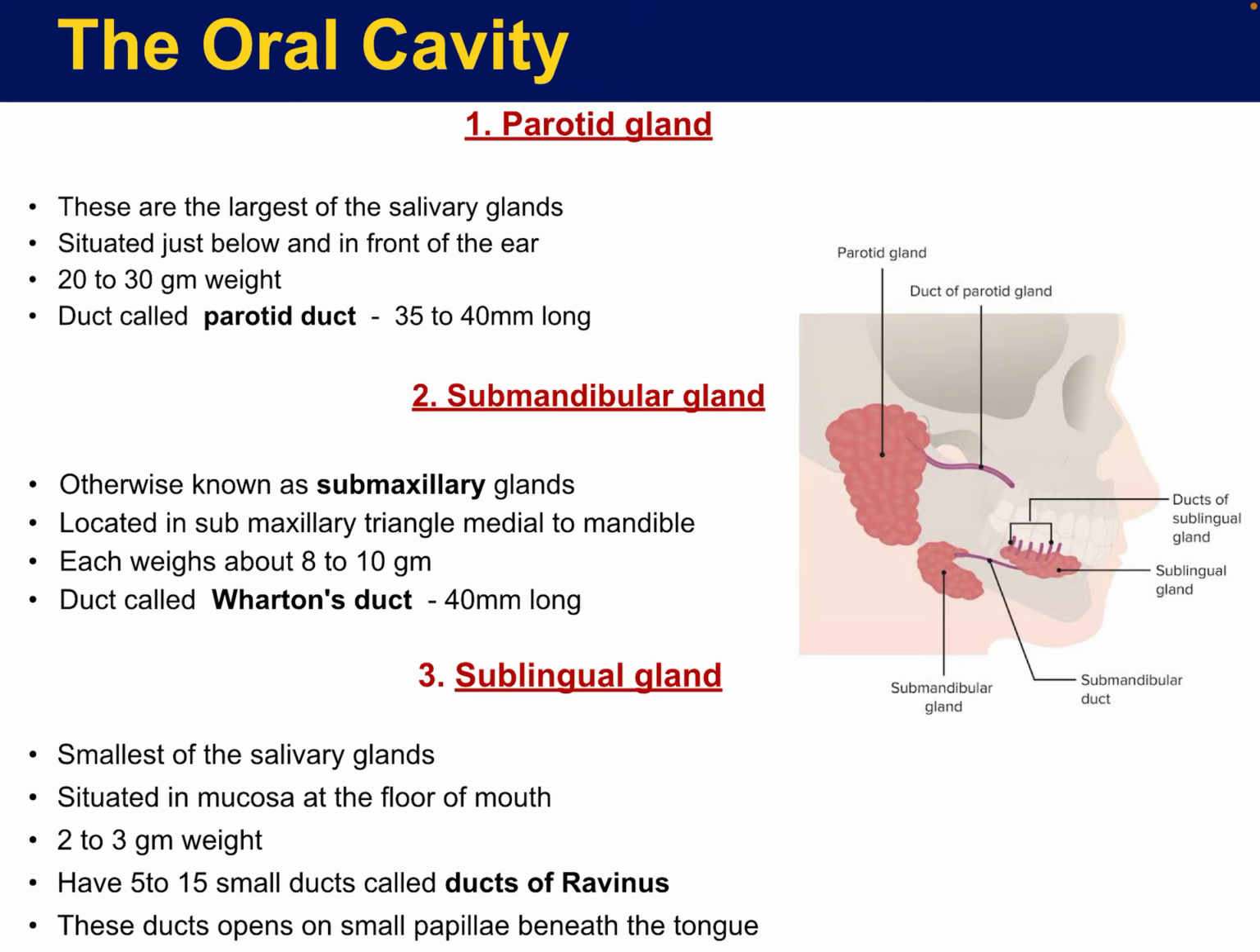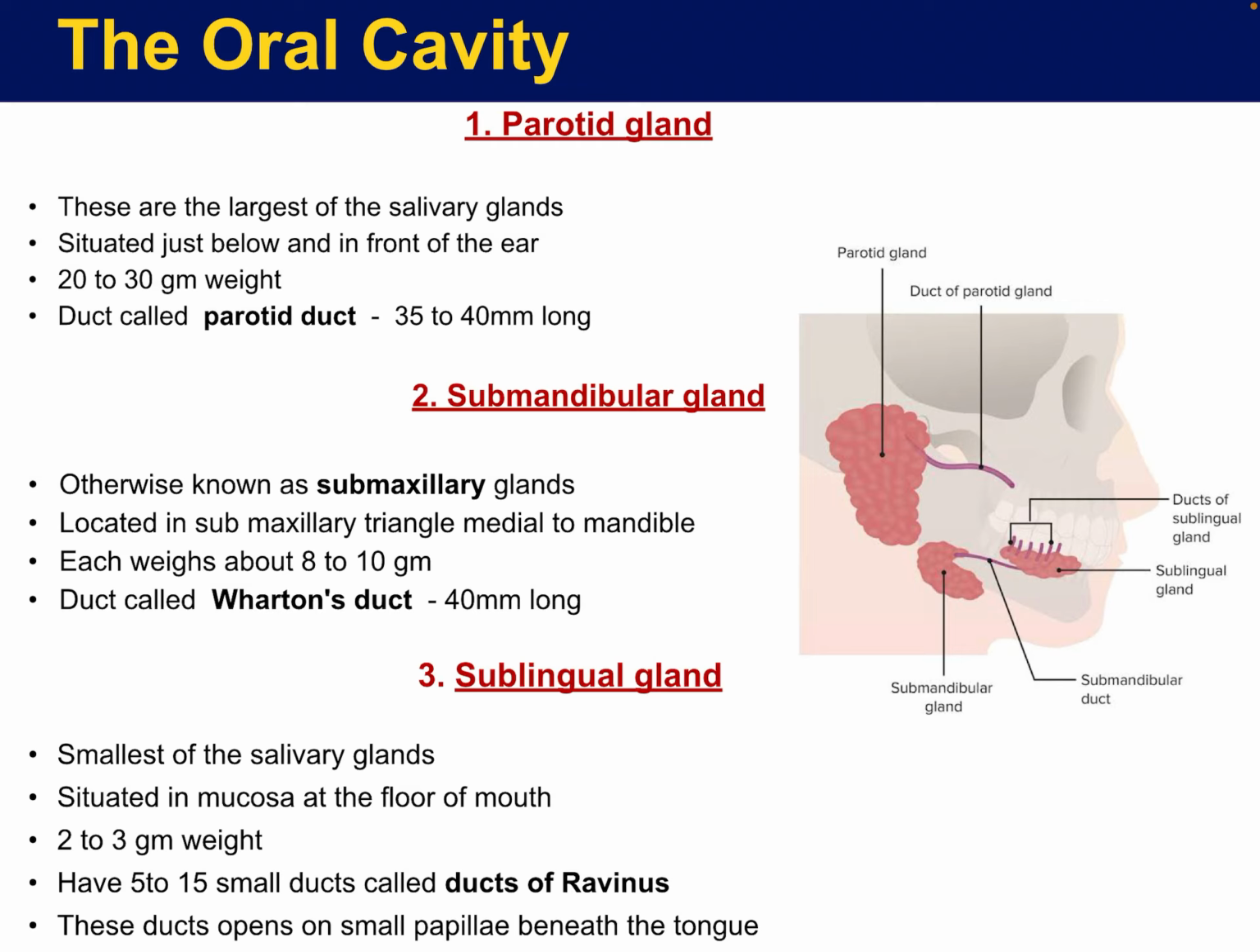Secretions from these glands are emptied into the oral cavity by means of Stenson duct or parotid duct. This duct is about 35 to 40 mm long and opens inside the cheek against the upper second molar tooth.